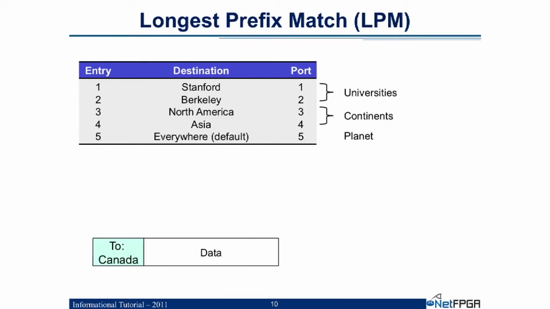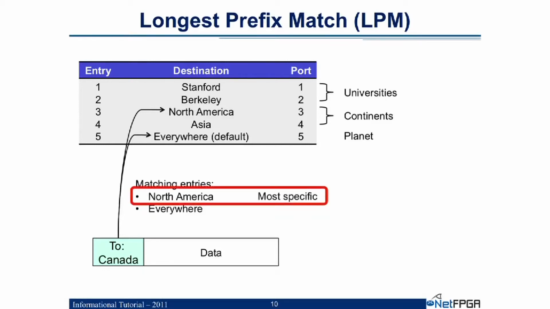We apply this longest prefix match algorithm to each lookup. Imagine that we have a packet destined to Canada. Clearly this packet matches the North America and everywhere entries, and nothing else. The most specific matching entry is North America. This is the entry that the longest prefix match algorithm would use to forward the packet.